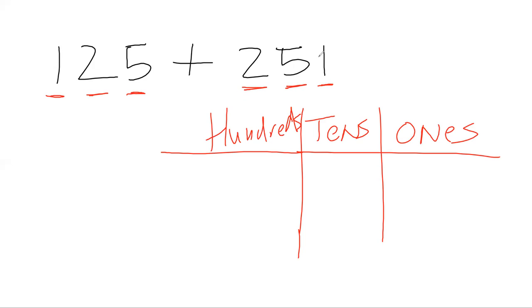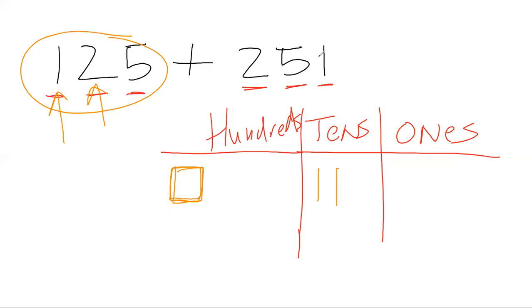Take our first number and model it. In the hundreds place, I have 1, so I have 100. So I can just draw 100. In the tens place, I have 2 tens. 1, 2. And in the ones place, I have 5 ones. 1, 2, 3, 4, 5. Okay, let's go ahead and model 251.